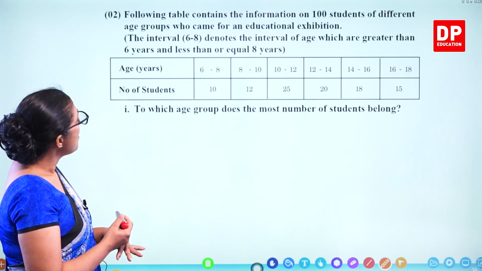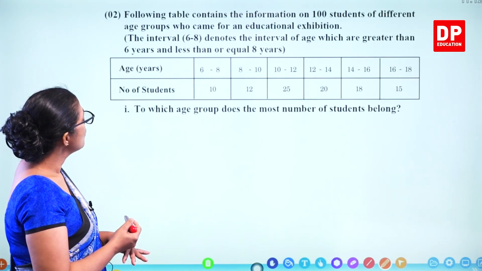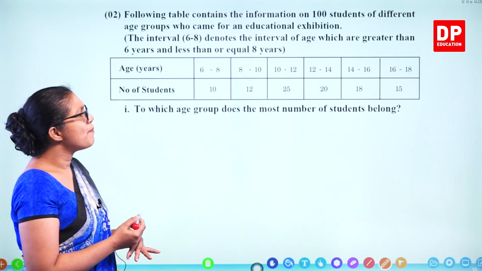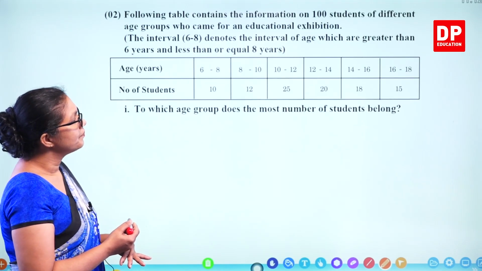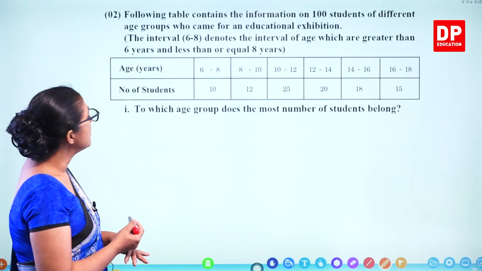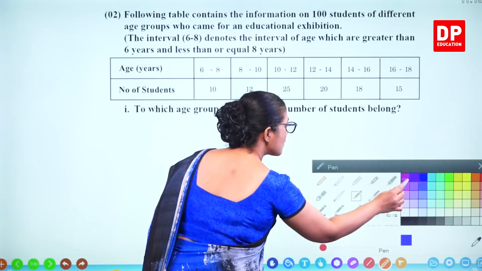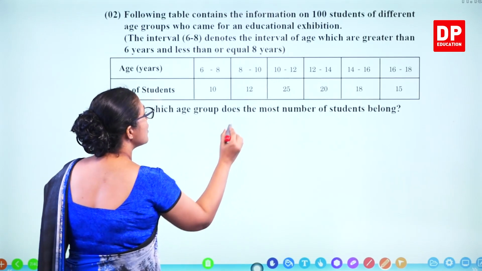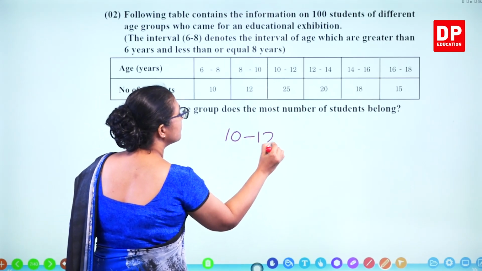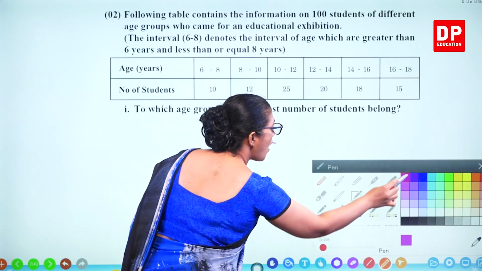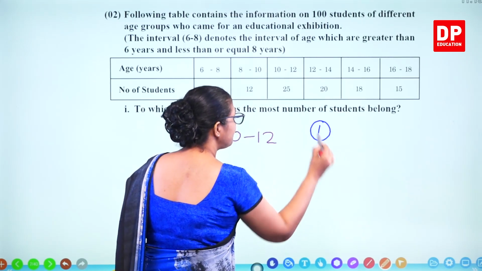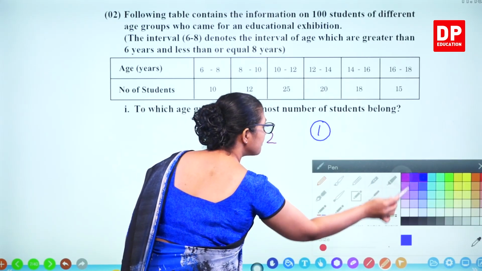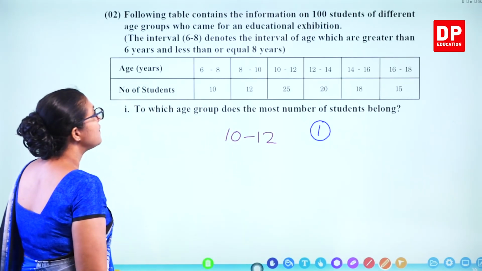So age and number of students given. To which age group does the most number of students belong? So that's the modal class. So highest frequency is this one, 10 to 12. So that's 1 mark question. Now we'll look at the second part.